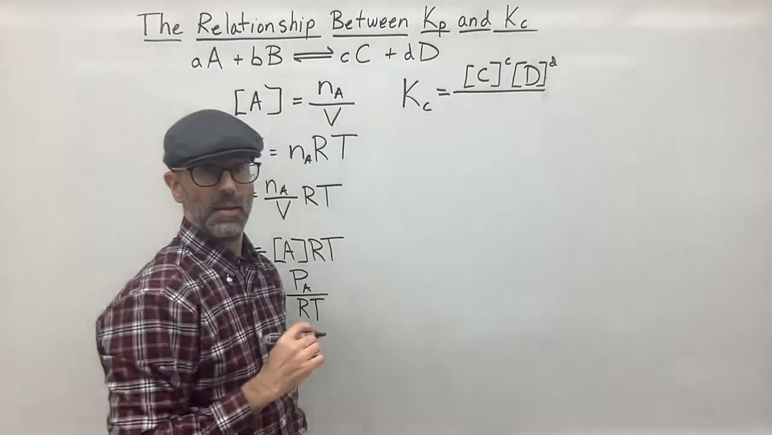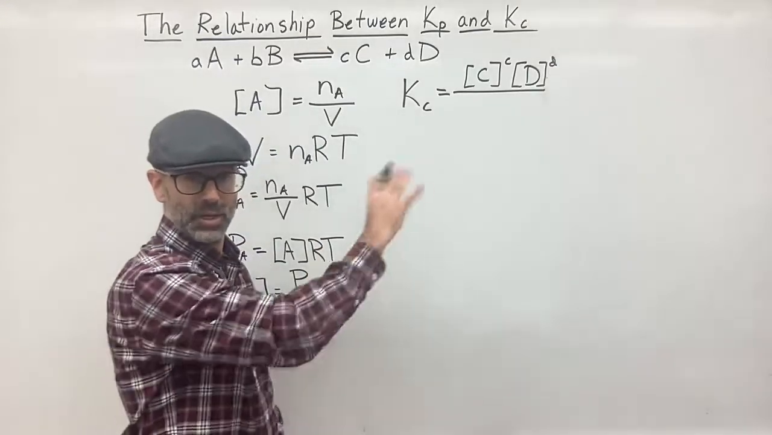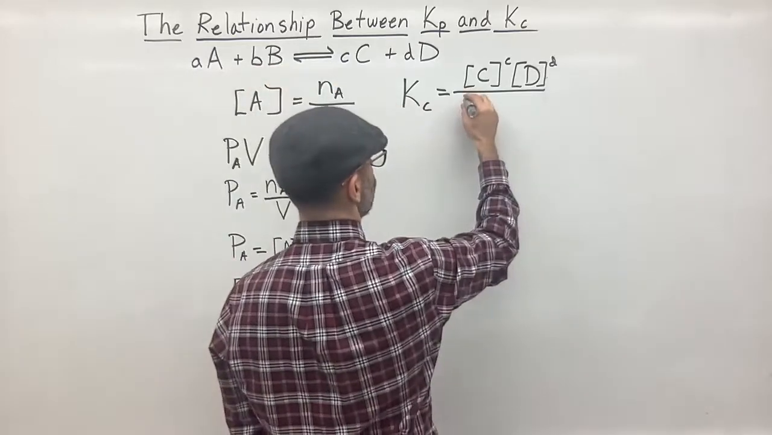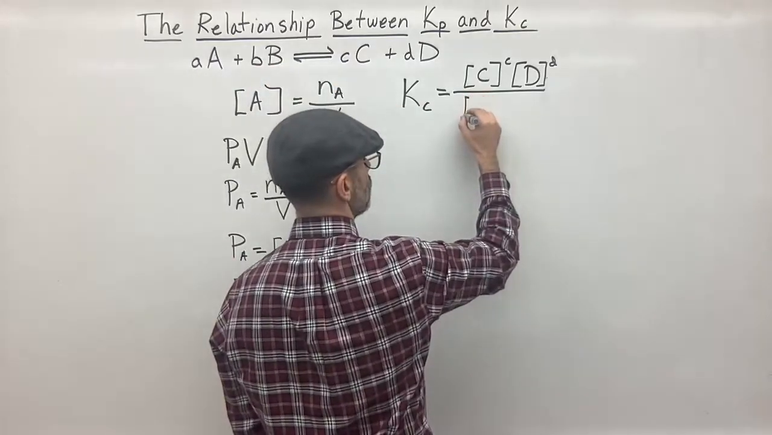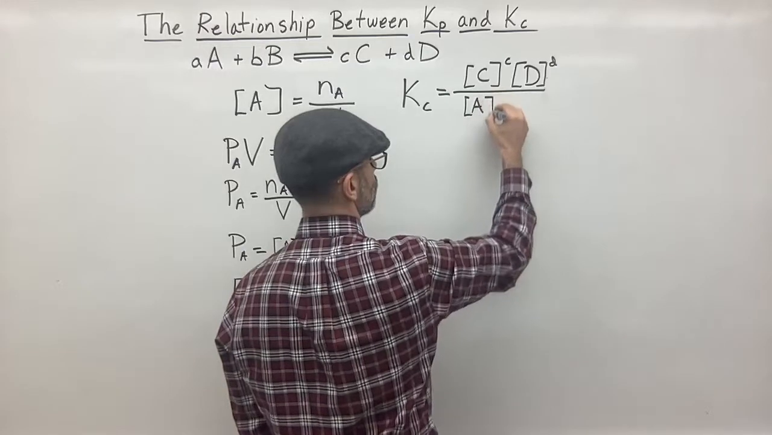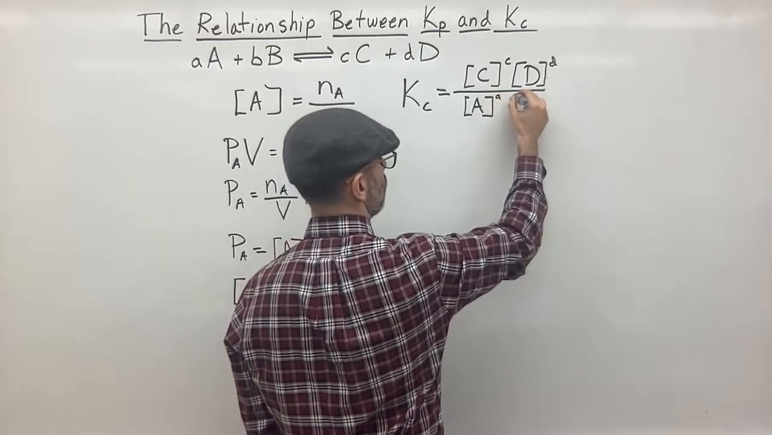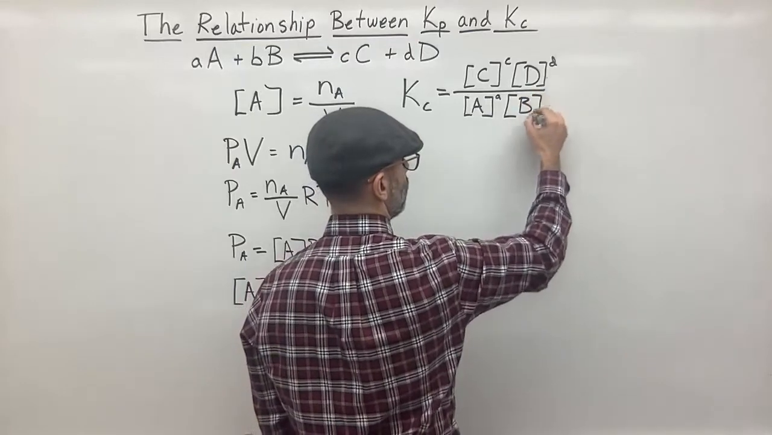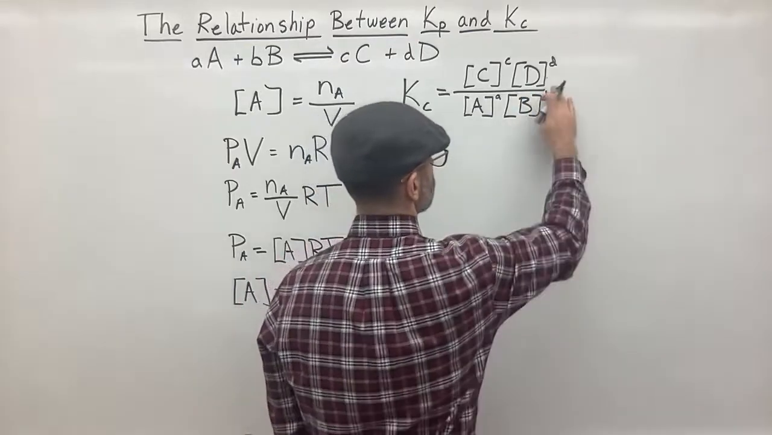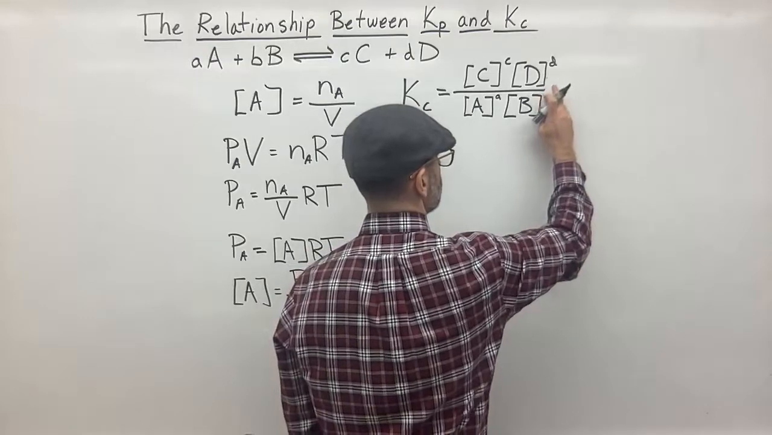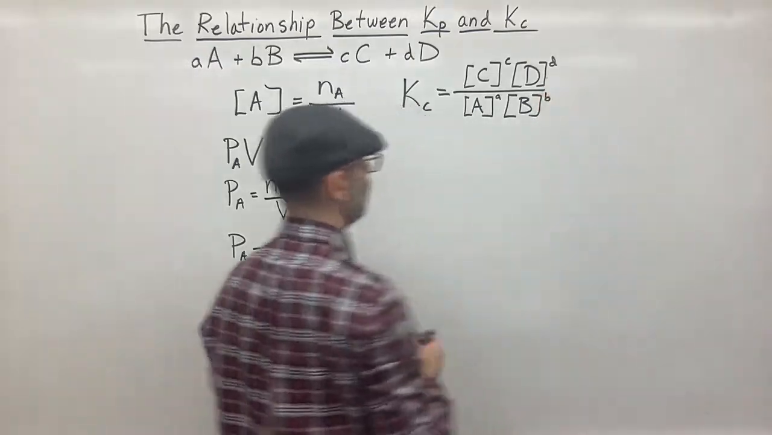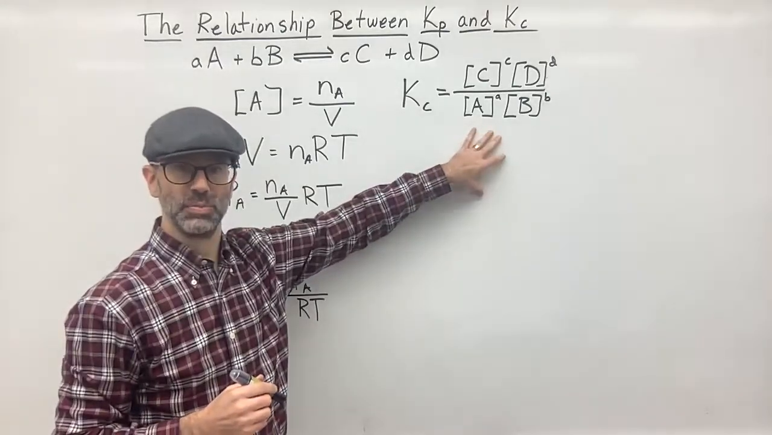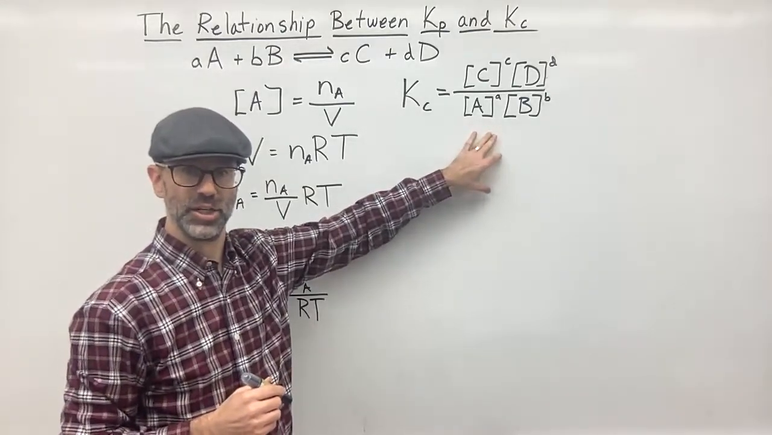And then we have our reactants on the bottom. So the concentrations of A and B raised to their respective coefficients. So the concentration of A raised to the A power, and then the concentration of B raised to the little b power. Oops, it should be a B, not a D. And so now we have this expression here in terms of concentration.